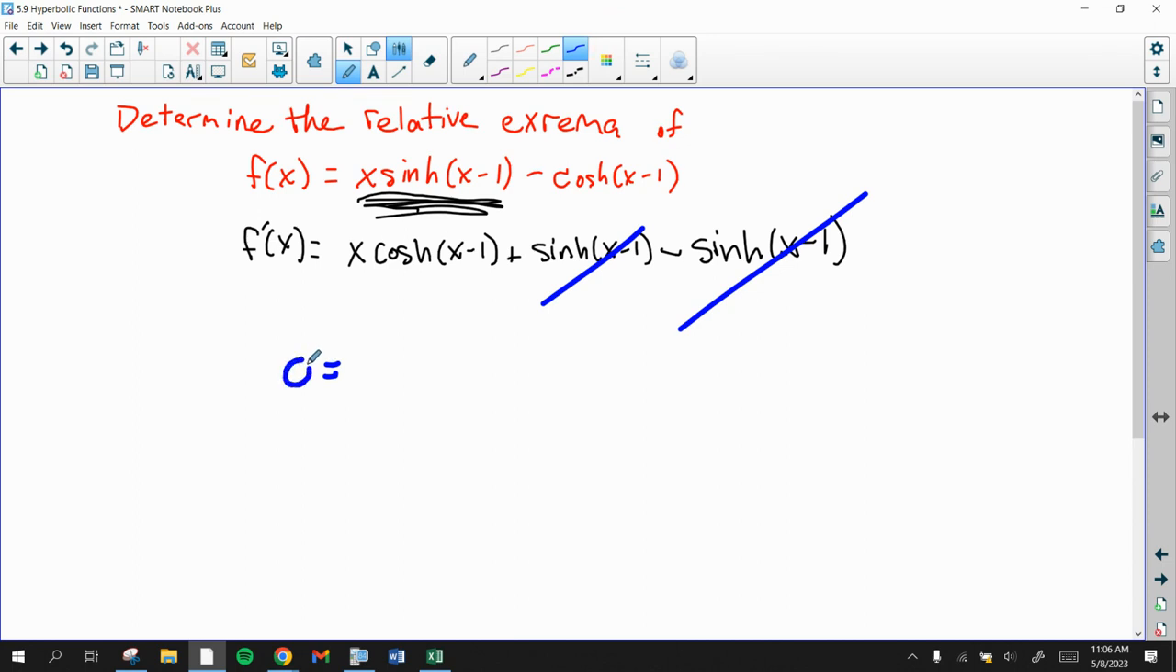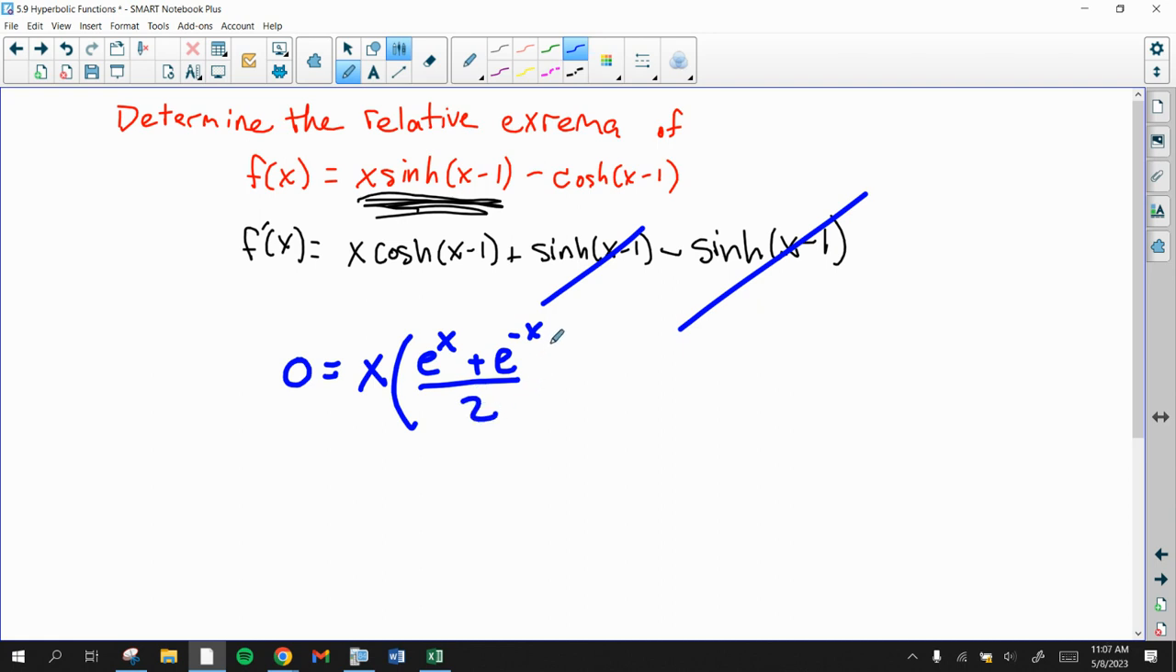That's it. So this works out nicely because you can see those hyperbolic sines will cancel out, and I'm left with finding the zeros of this. So hyperbolic cosine I'm not too familiar with, so I'm going to change this to its exponential form. Its exponential form is e to the x plus e to the negative x all over 2.